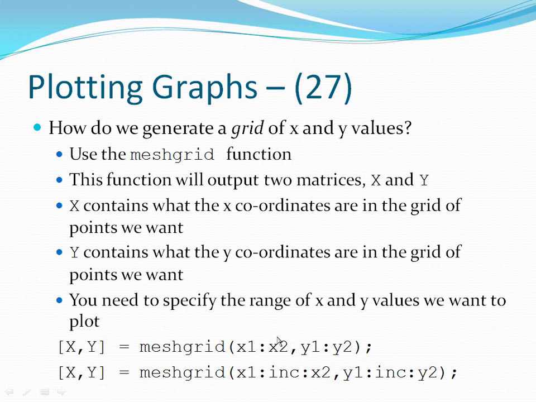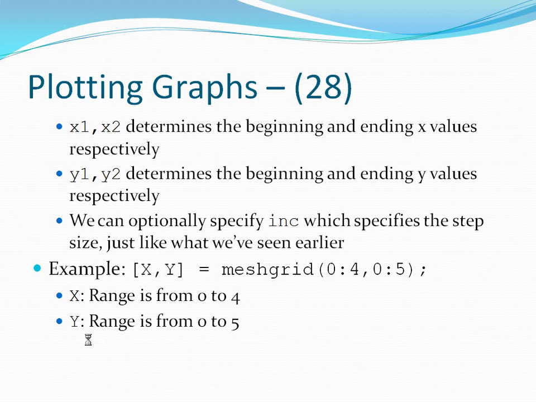Also, if you wanted to specify increments, by default, this is an increment of 1. So if you wanted to specify increments of anything other than 1, you can do that in this style here. So this is pretty much what we've seen before. You have beginning, end with increment, and the same thing for the y, and then you get your output matrices as so. Okay, so x1 and x2 determine the beginning and the ending x values, and y1 and y2 determine the beginning and the end y values. So you can specify increment as we've seen before.